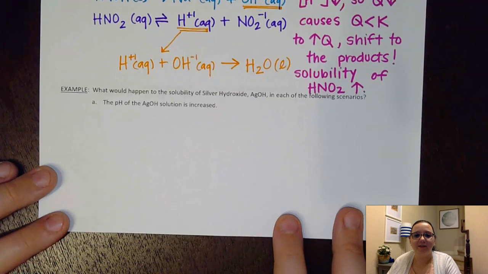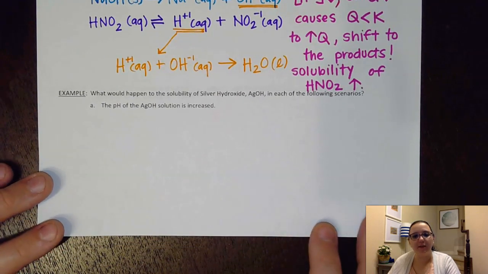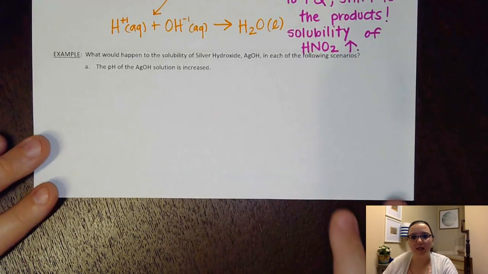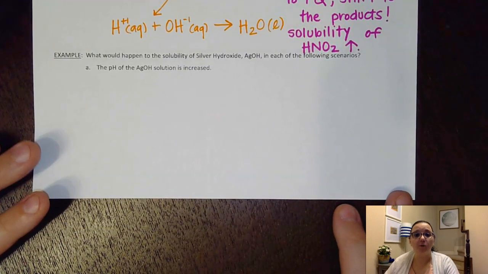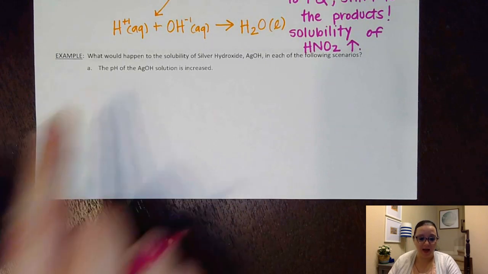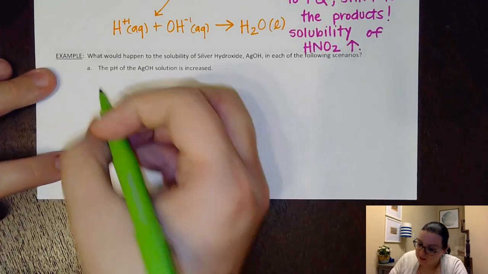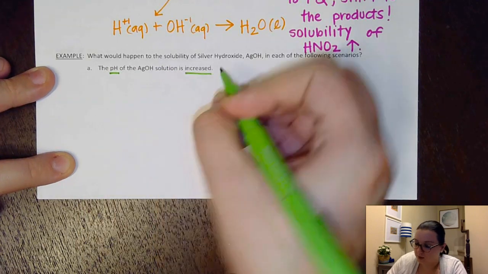Okay. All right, so let's look at another one here. This one words it a little bit differently than our previous one. The previous one talked about adding in a base. Here we're talking about instead changing pH. So this one asks, what would happen to the solubility of silver hydroxide in each of the following scenarios? This first one here, as I said, mentions that the pH is being increased.